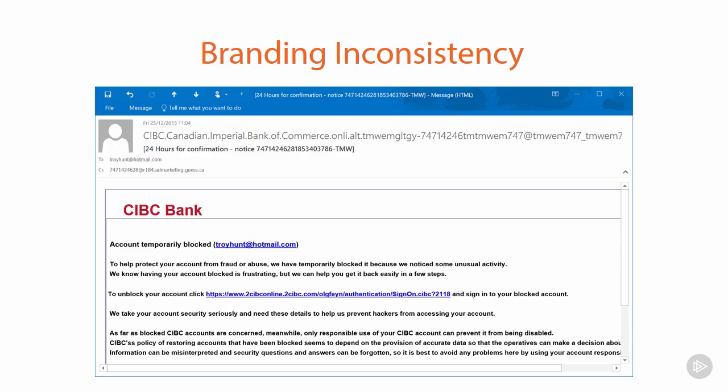Branding inconsistency. We usually have a pretty good sense of what an organisation's brand looks like. So in this case, the Canadian Imperial Bank of Commerce. If you're a customer of CIBC, you'd be aware of their logo, the colours they tend to use, the layouts they tend to use. If you were to see an email like this and ask yourself, is this consistent with the communication that I normally receive from CIBC, you'd have to conclude it wasn't.